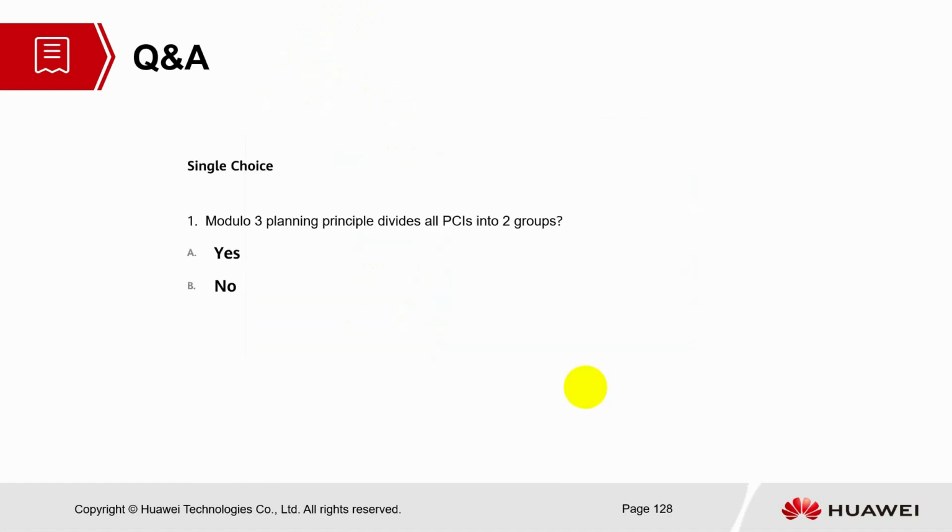So, Q&A session. The modular 3 planning principle divides all PCIs into 2 groups. Yes or no? No, this statement is wrong. It should be 3 groups.